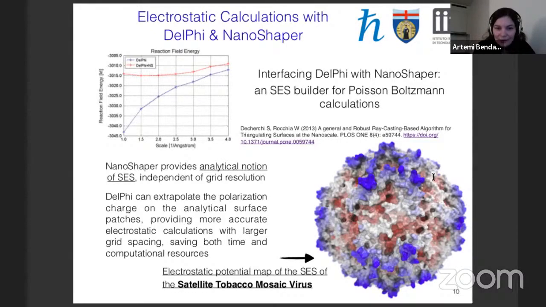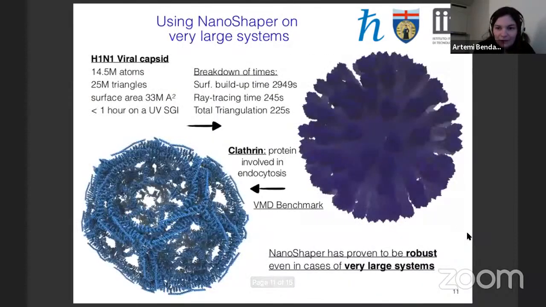Another thing about NanoShaper is that you can create very cool figures, which is always nice. Here you can see the electrostatic potential map of the SES of the satellite tobacco mosaic virus. And this leads me to my next point, which is the fact that NanoShaper has proven to be very robust, even in cases of very large systems. You can construct, for example, something that has been done, the SES of the H1N1 viral capsid, which is 14.5 million atoms, and it was absolutely doable.